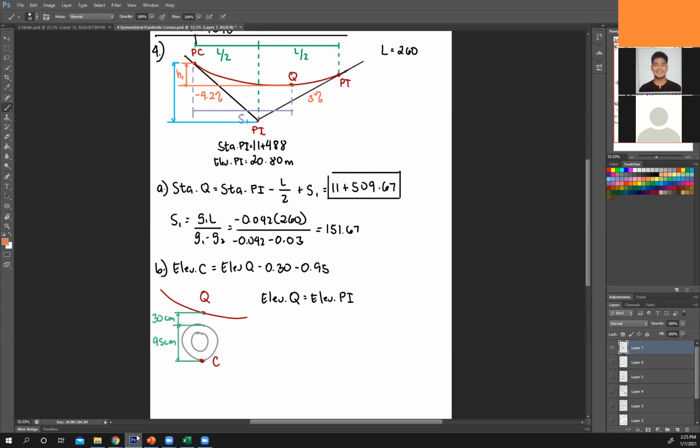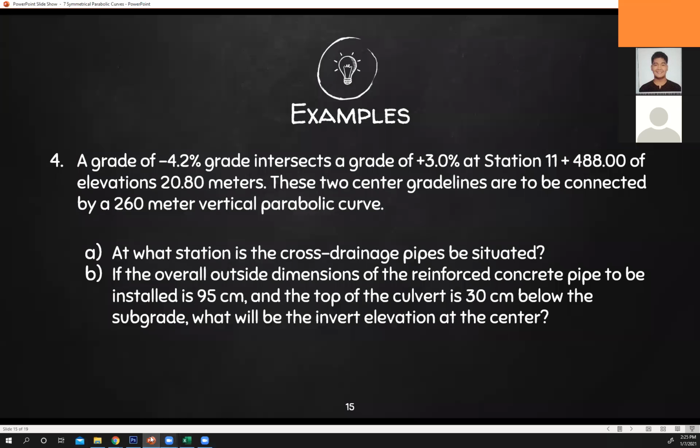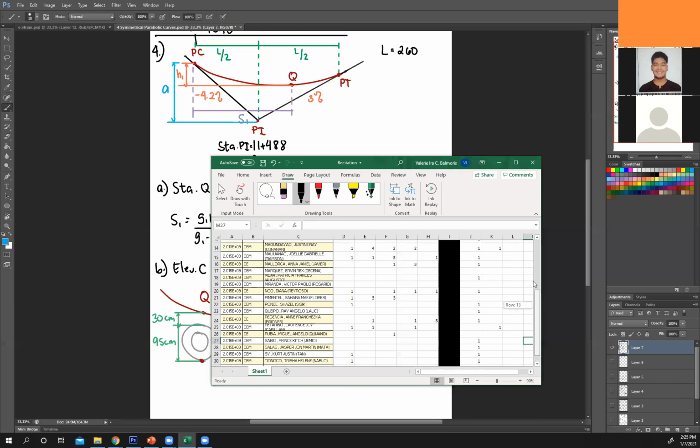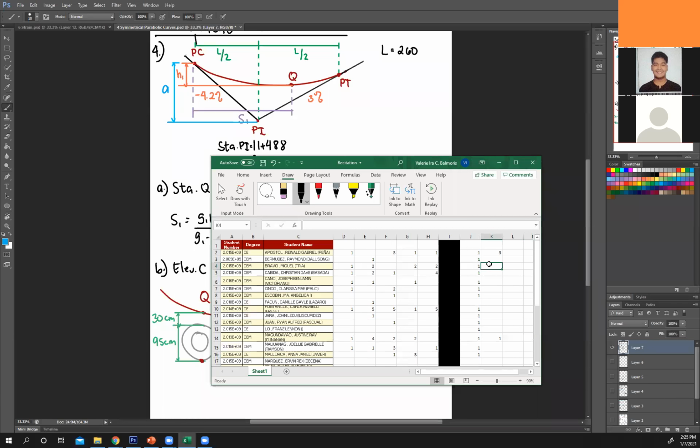Okay. Next, what is this? PC to PI. Yeah, correct, Christian. You got it. It's A. Yes, PC to PI. Vertical distance PC to PI is your A.